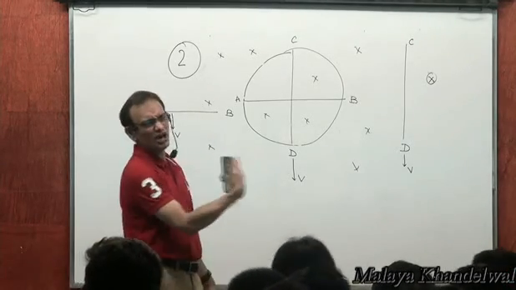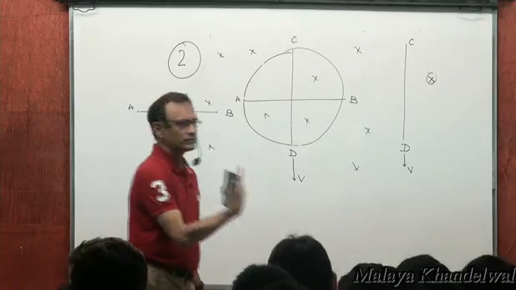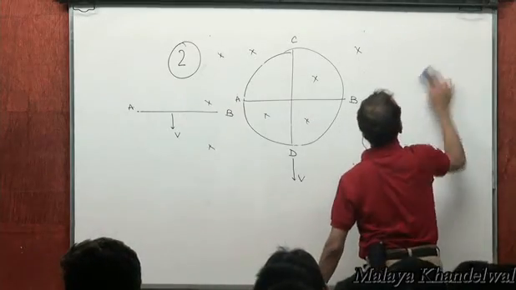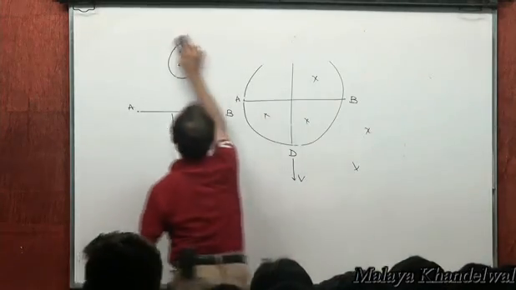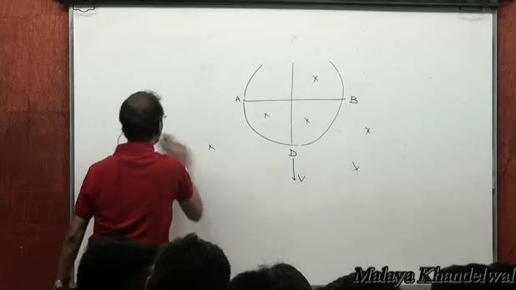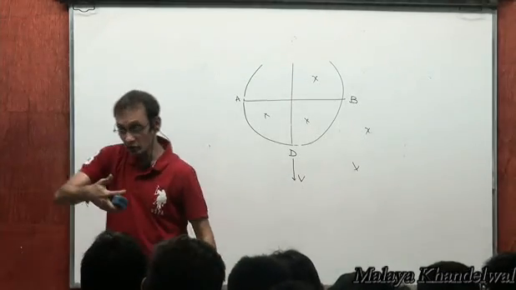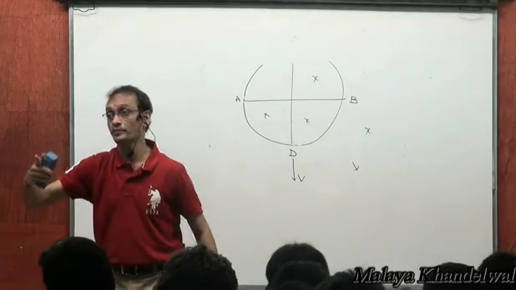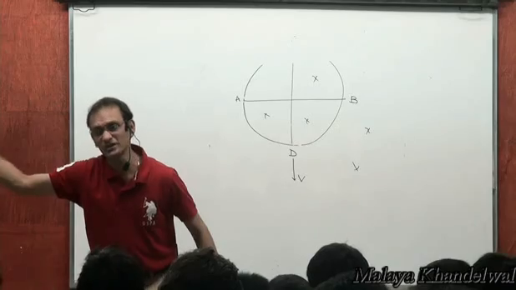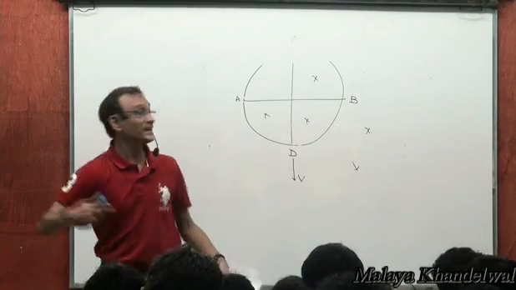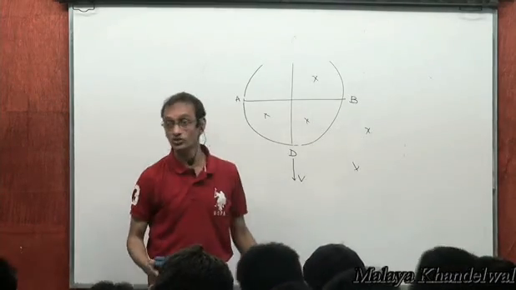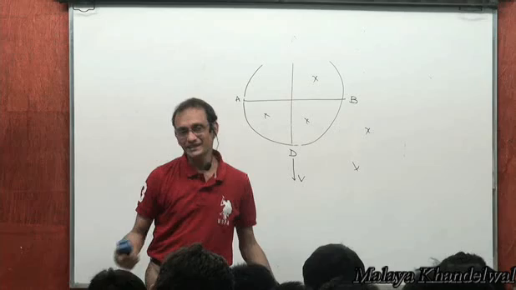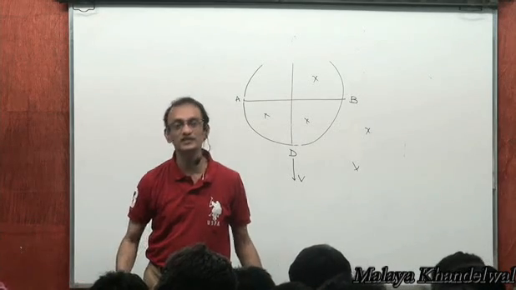Fine? Can I wipe this off? See, why do I look at V cross B? Because the direction of V cross B will give me the point which is at a higher potential compared to the other one. So, in this case, there is no component of V cross B along CD. So, neither C nor D is at a higher potential. They are at the same potential.